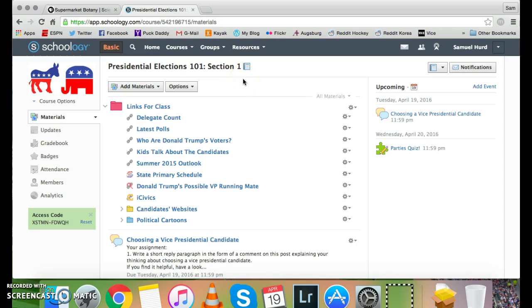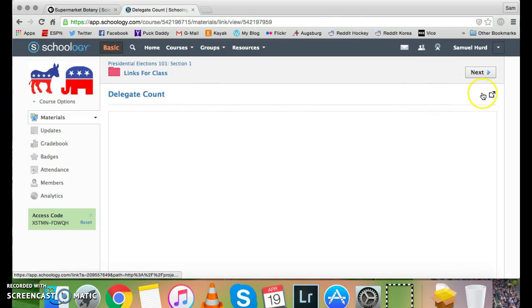I mentioned last time the few that I did have already up were a delegate count, as well as a link to latest polls for students to see and sort of use at their discretion to figure out what they need to make their predictions for various states and whatnot. I won't spend too much time going through these links.